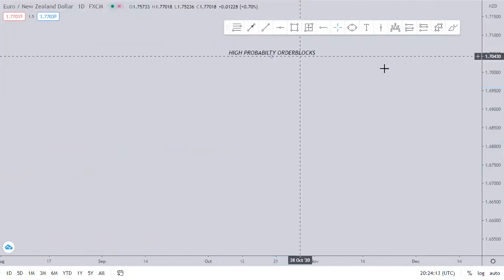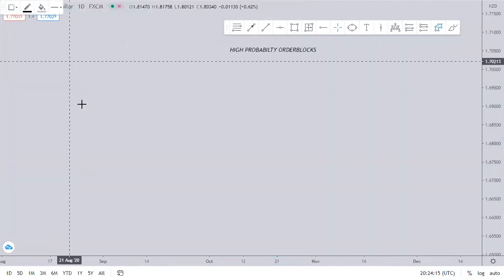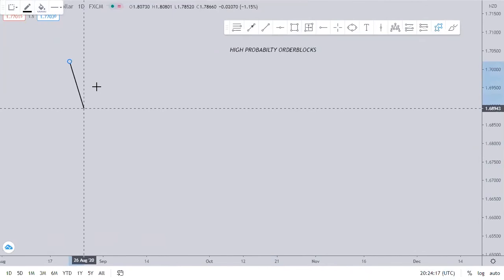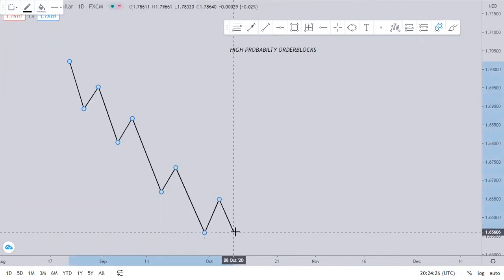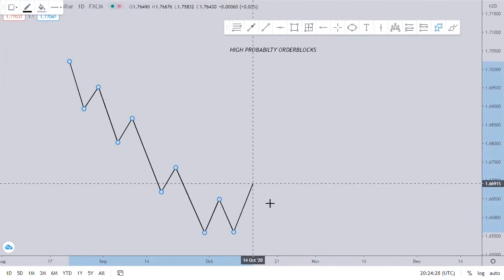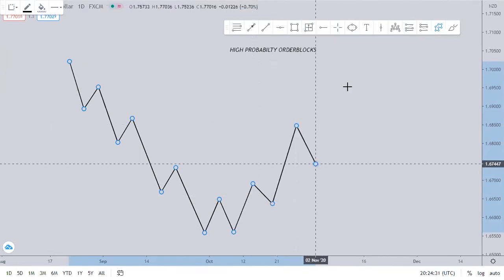So the market is coming from above like this. Then we have a double bottom formation, something like this. The market goes up. And this could be any time frame. Okay.